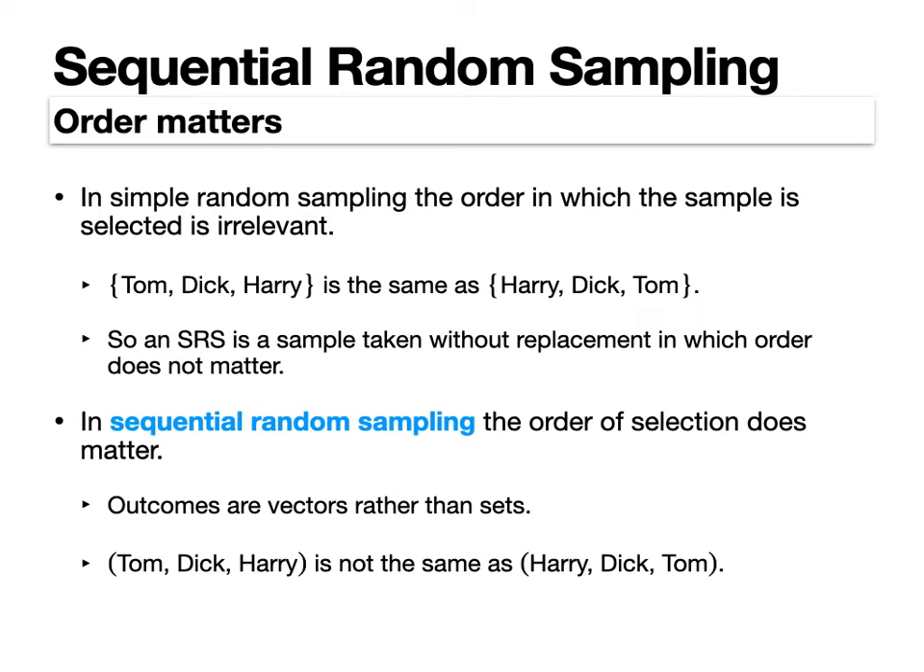And the reason is that in a simple random sample, we're picking subsets. And in a subset, the order in which elements are listed doesn't matter. Tom, Dick, and Harry is the same subset as Harry, Dick, and Tom. But in sequential random sampling, the order of selection does matter. And so we're going to represent outcomes as vectors rather than sets. So the vector Tom, Dick, Harry would not be the same as the vector Harry, Dick, and Tom because the order of the individuals listed is different. And so parentheses will denote vectors, and we'll continue to use braces to denote sets.